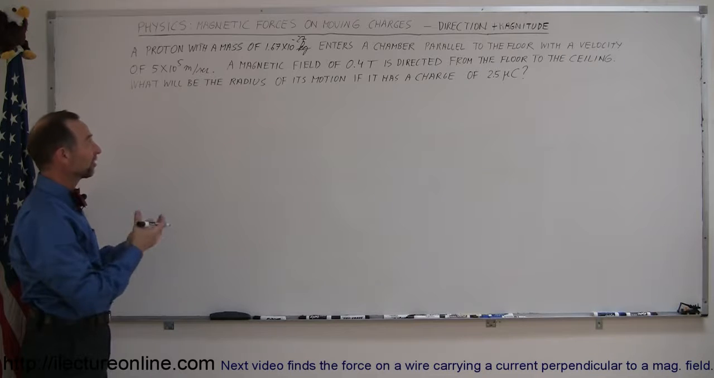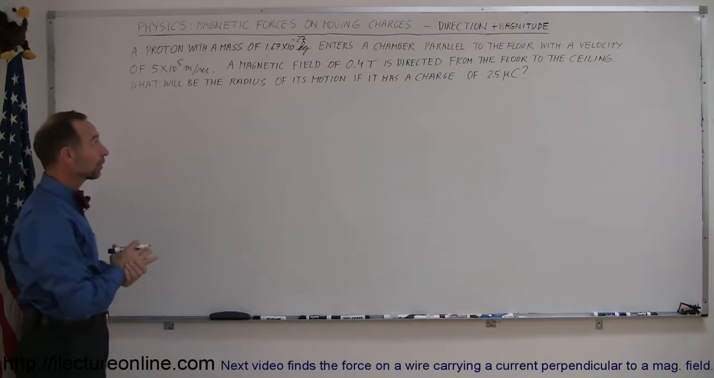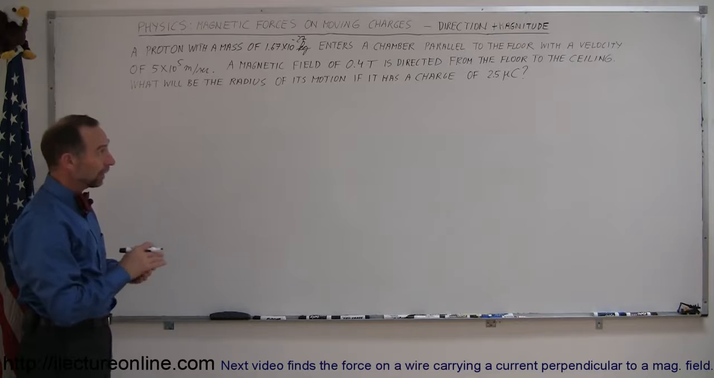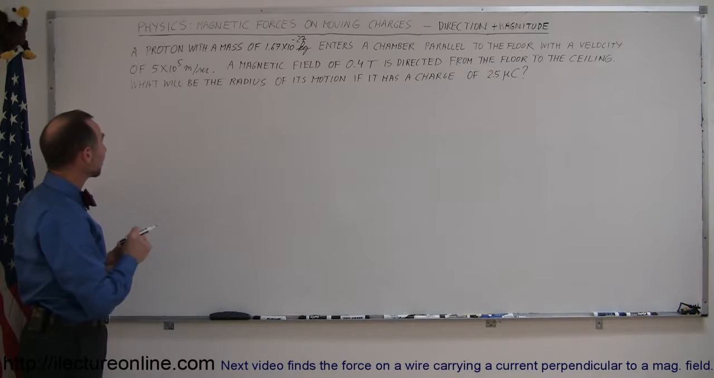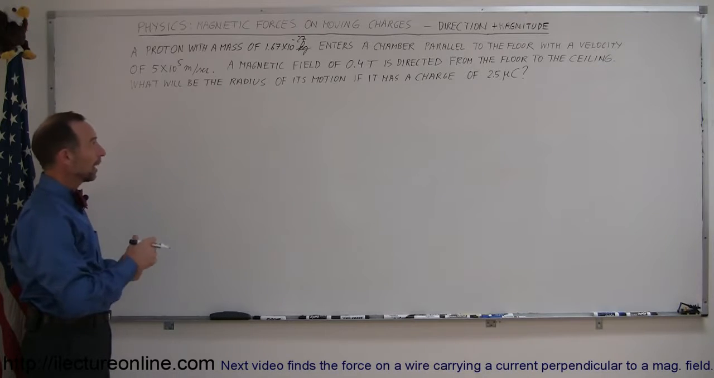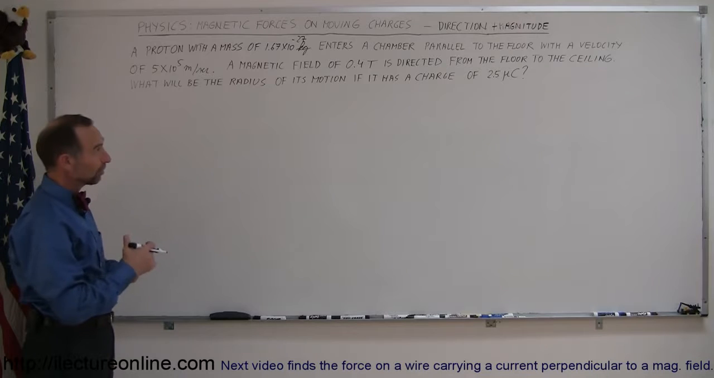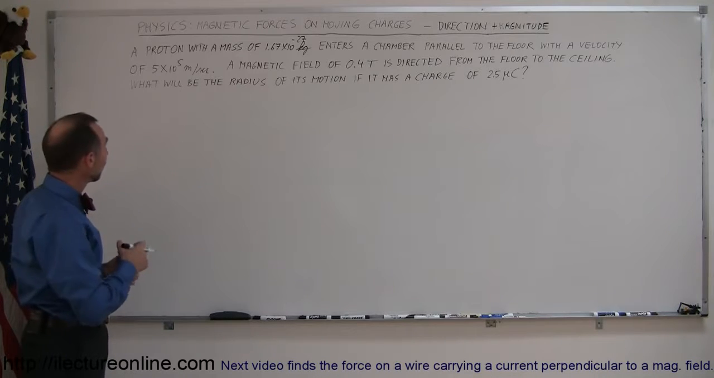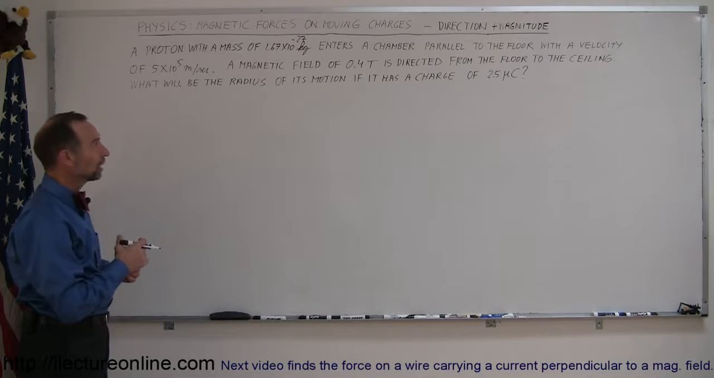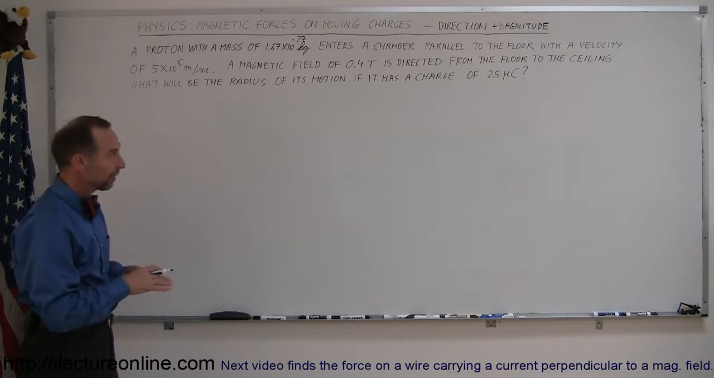We have a proton that has a mass of 1.67 times 10 to the minus 27 kilograms entering a chamber parallel to the floor with a velocity of 5 times 10 to the 5th meters per second. A magnetic field of 0.4 teslas is directed from the floor to the ceiling. What will be the radius of its motion if it has a charge of 2.5 microcoulombs?